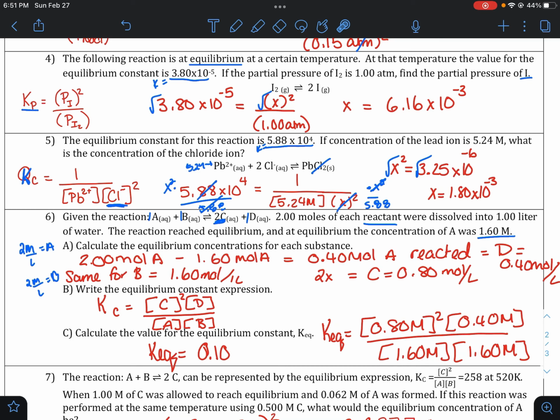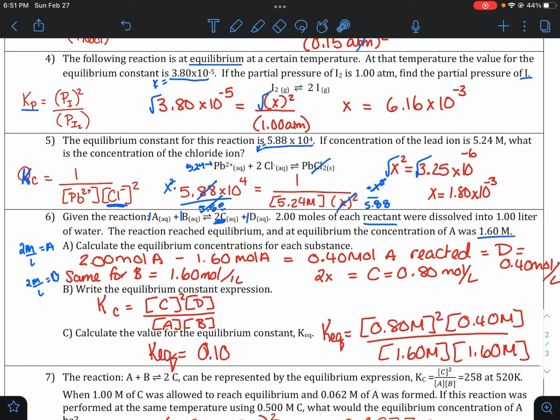Then the next one, write the equilibrium constant expression. Since we're dealing with concentrations and we're at equilibrium, it's going to be our Kc. We use our balanced chemical equation, both of our products to their coefficients of 2 and a 1, over both of our reactants to their coefficients of 1.